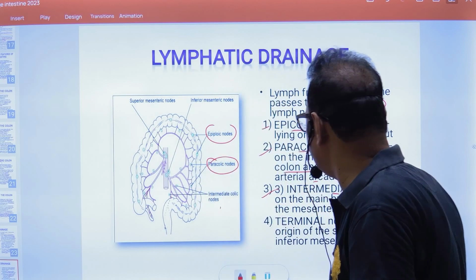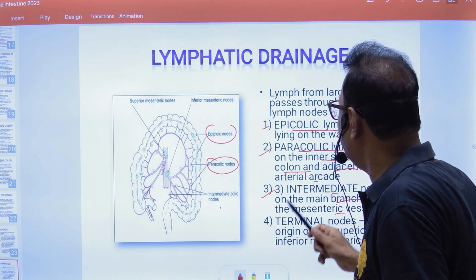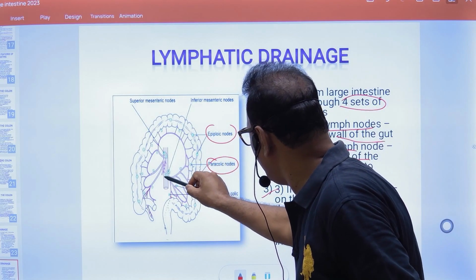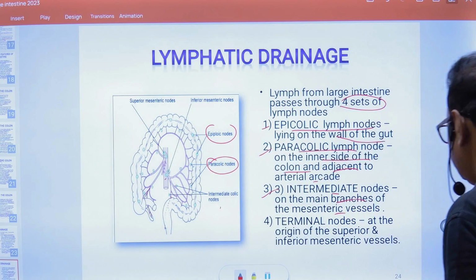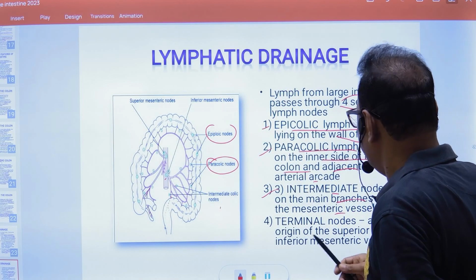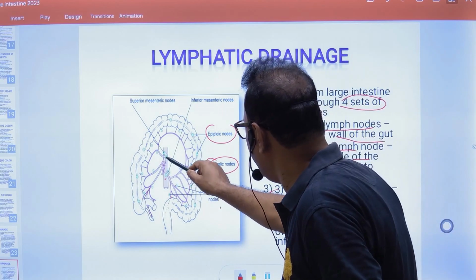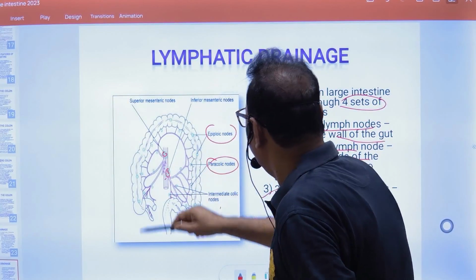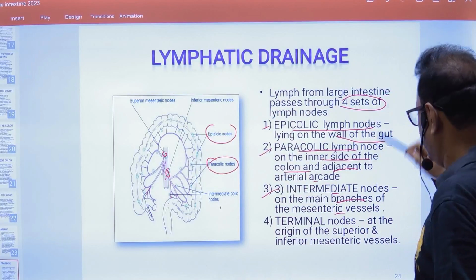And then the terminal nodes are at the junction of the division of the superior and the inferior mesenteric vessels, where the superior and inferior mesenteric vessels terminate. Here we have got the terminal nodes.